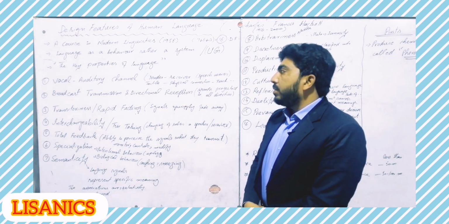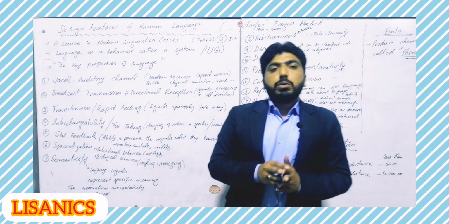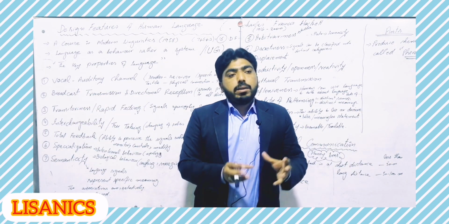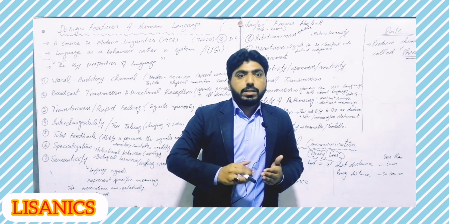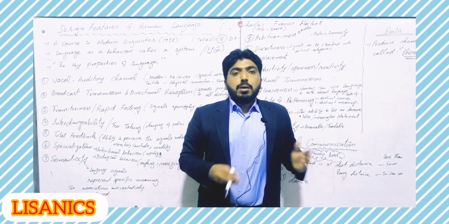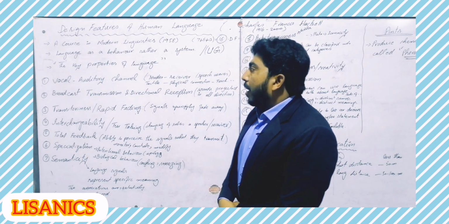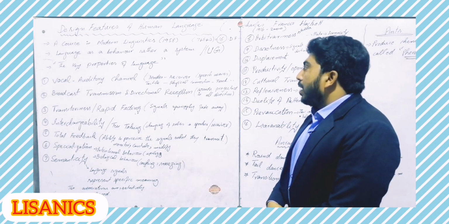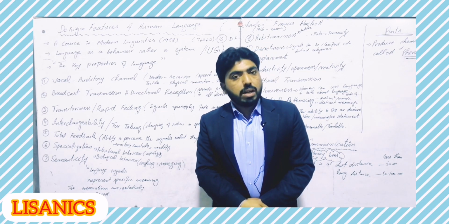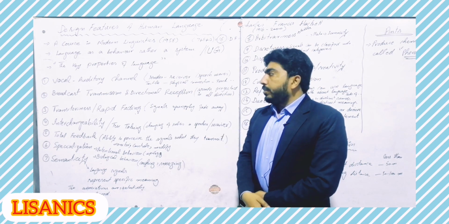Next we see broadcast transmission and directional reception. Broadcast transmission: whenever human beings speak, their waves are spread in all directions, but the human being perceives from a particular direction. This is what we call broadcast transmission. Sounds are transmitted in all directions, but the receiver receives from a particular direction. We call it broadcast transmission and directional reception. Sounds or signals are projected in all directions but perceived in a specific direction.